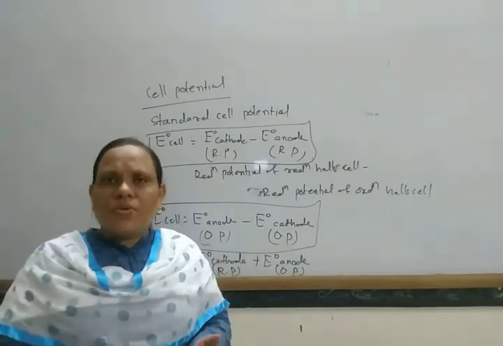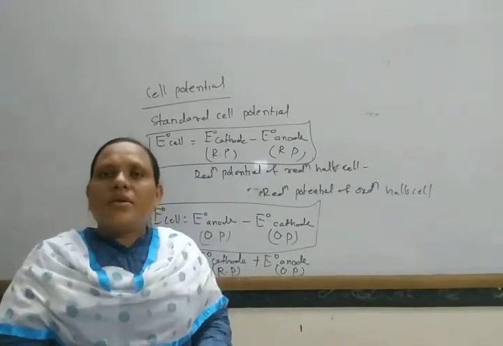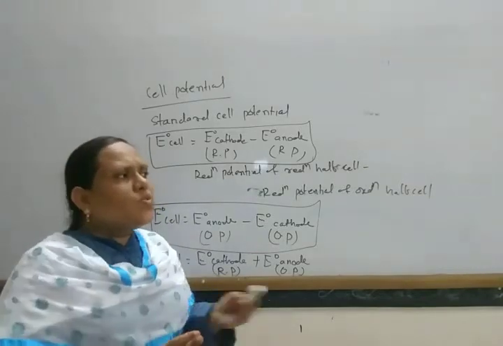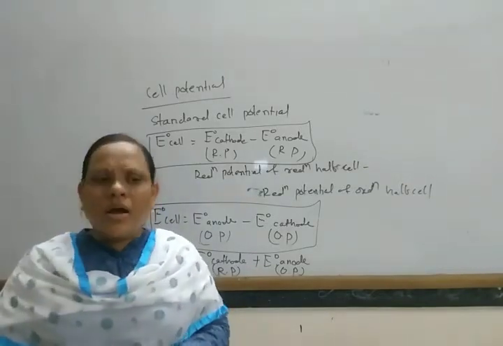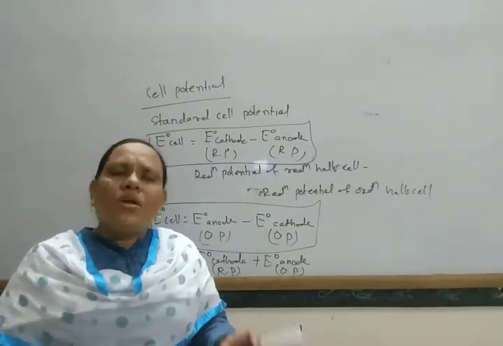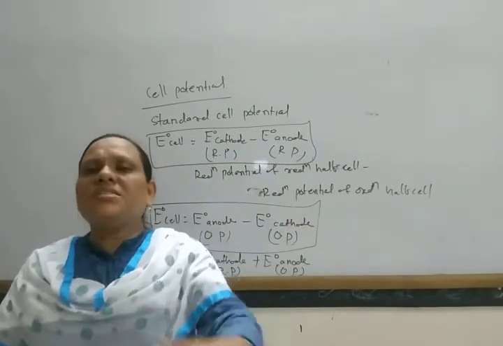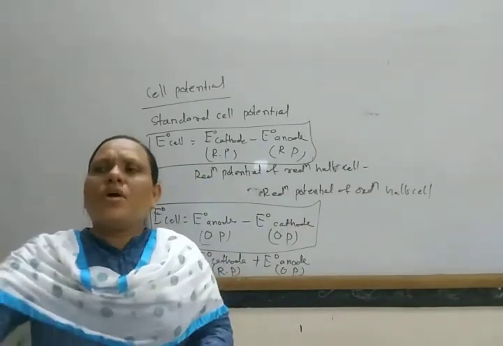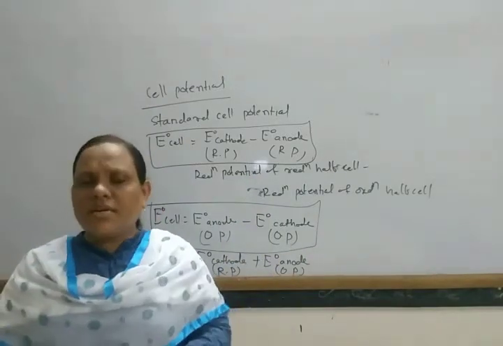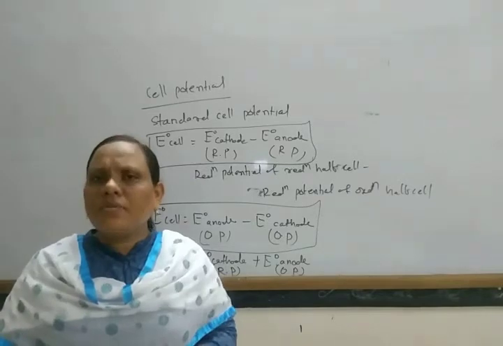If any electrode is dipped in an electrolyte of its own ion, then after some time there is no loss or gain of electron. After the achievement of equilibrium, there is no loss or gain of electron, whether it is a zinc rod dipped in zinc sulfate solution, a copper rod dipped in copper sulfate solution, or a silver rod dipped in silver nitrate solution.